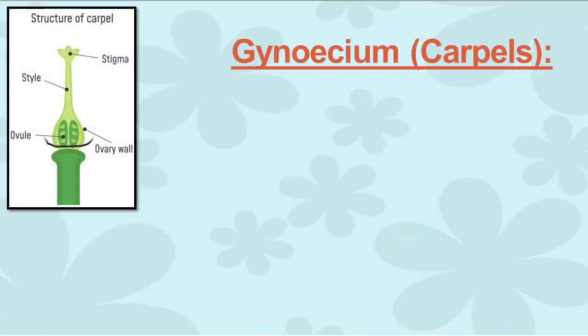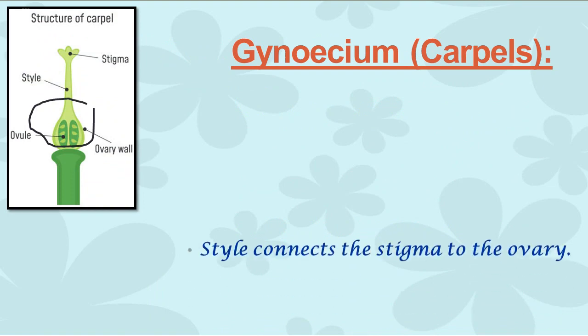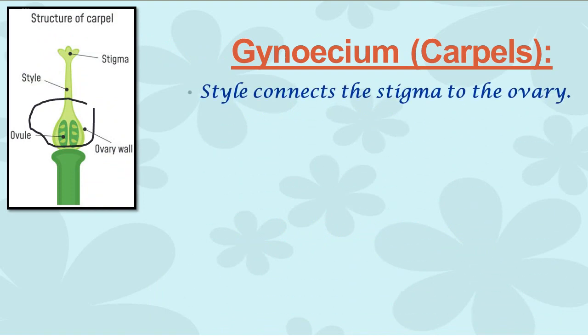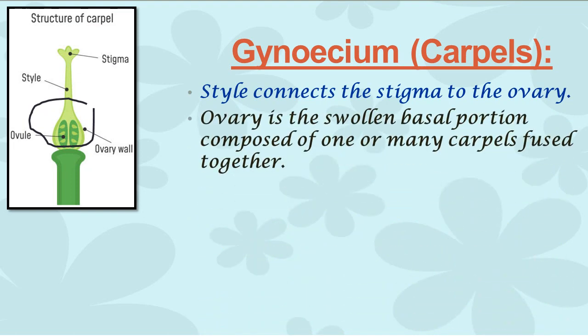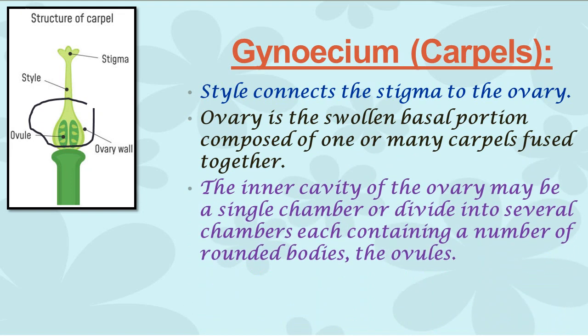Okay, now next is the style. So this is the ovary, and the style connects the stigma to the ovary. So the style is a tubular slender stalk which connects the stigma to the ovary. And the next part is the ovary. So students, the ovary is a swollen basal portion composed of one or many carpels fused together, and the inner cavity of the ovary may be single chambered or divided into several chambers. These are locules, and each contains a number of rounded bodies.